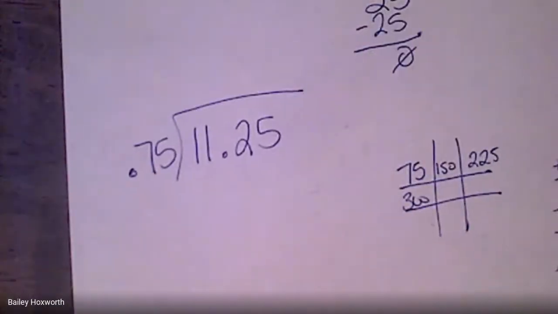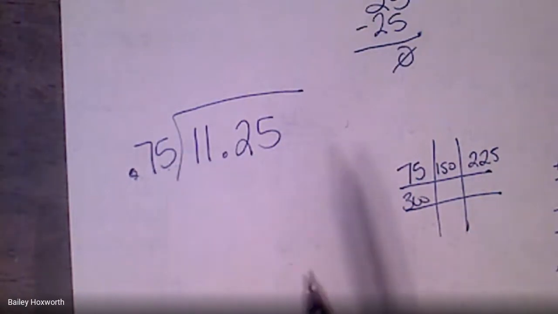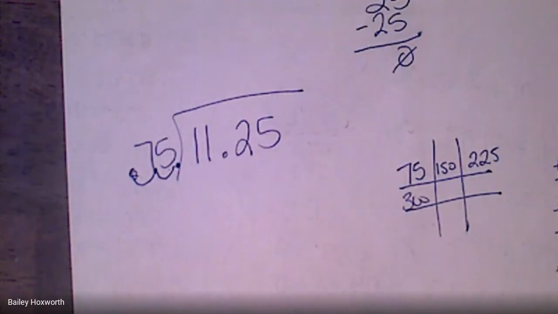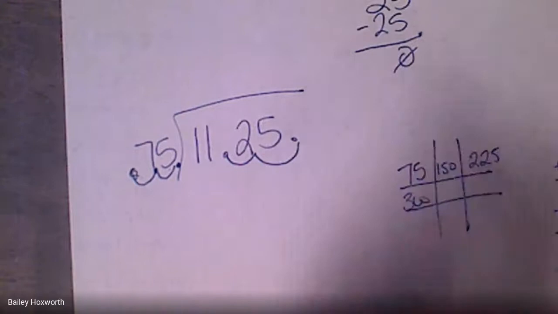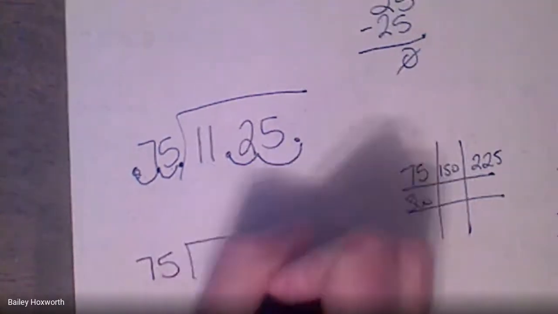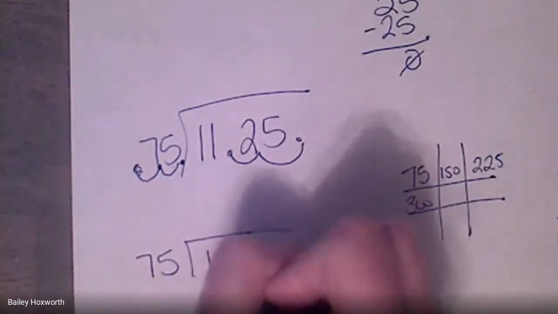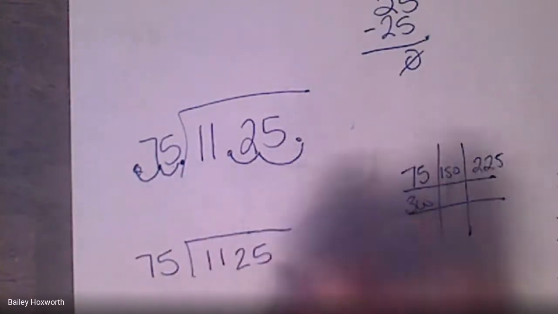Okay, so I got my hashtag, I got my multiples. Now let's look. I have two decimal places I need to move to make that 0.75 a whole number. So if I move the decimal out 2 times here, I need to do the same thing here. When I rewrite this division problem, I'm really dividing two whole numbers, 1,125 divided by 75.